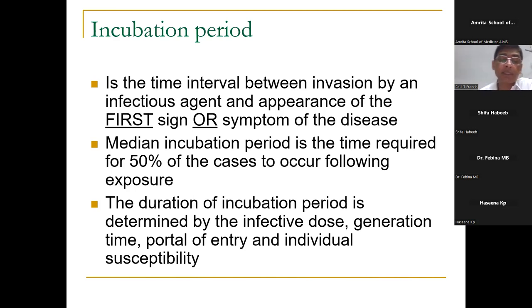The duration of the incubation period is determined by the infective dose. If a large amount of organisms enters the host, then the incubation period will obviously be shorter. Also generation time, portal of entry, and individual susceptibility matter when you decide the duration of the incubation period. Rabies is a good example: if the bite is on the foot, the incubation period will be longer, but if it's on the face or hands, it can be very short. So you tailor your preventive measures accordingly.